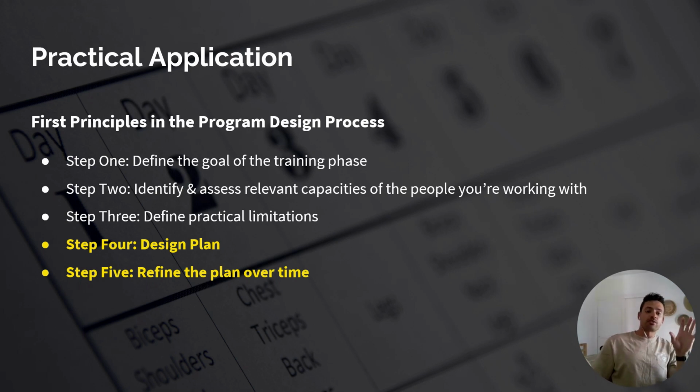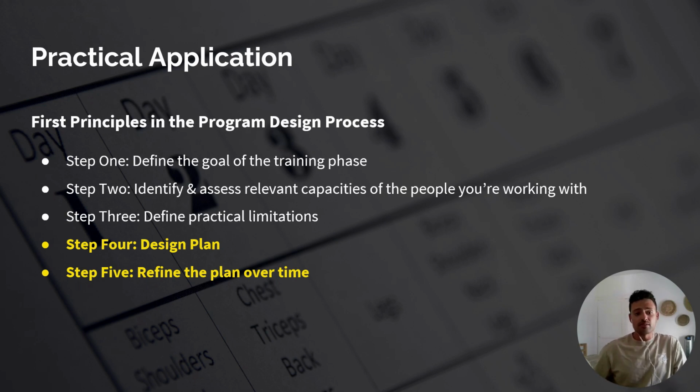So let's zoom out for a second and take a look at the program design process. So if I was to design a mesocycle for someone, I would first define the goal of the training phase, right? So what's the goal of the training phase? How long is the training phase, right? What's our outcome goal here? What will they be able to do or look like or whatever at the end of the cycle, right? Then I'm going to identify and assess the relevant capacities of the person or people that I'm working with, right? So cool. Identify what's important. We're going to be my KPIs, and then test them, right?